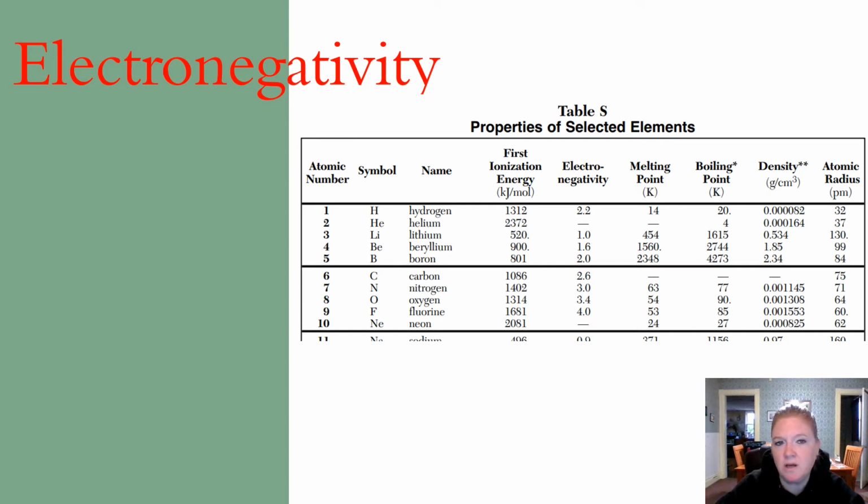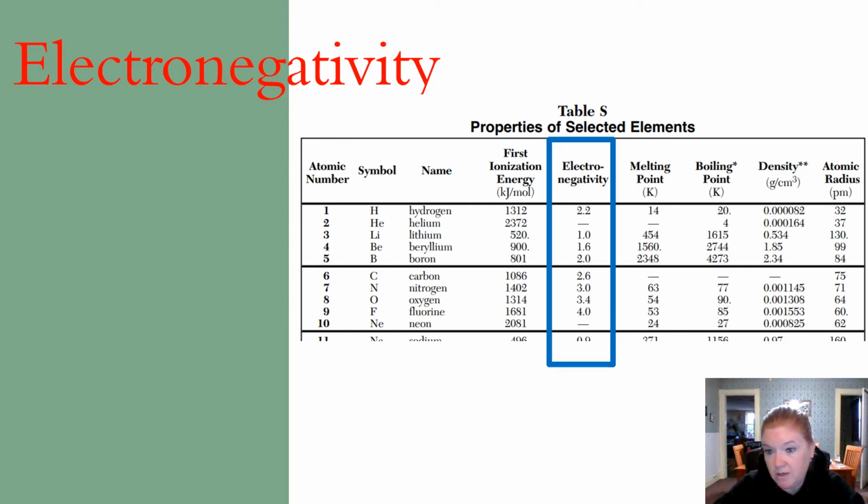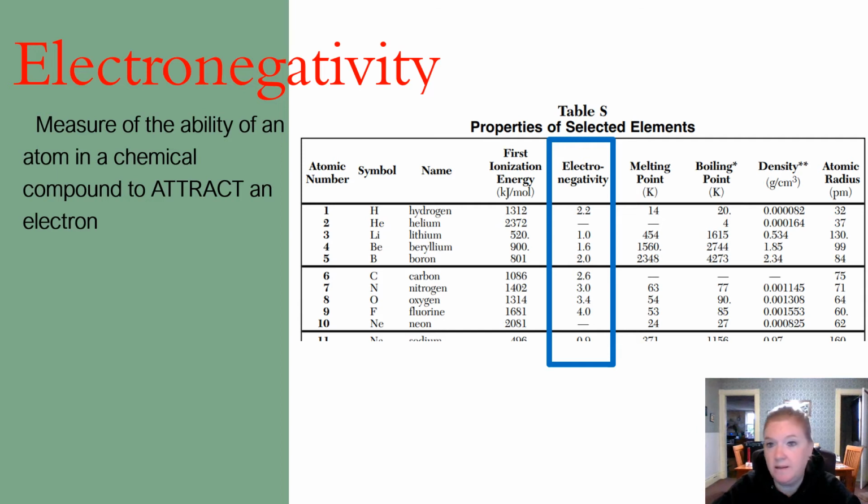All right, so now let's talk electronegativity. So we have another value on table S. Electronegativity is the measure of the ability of an atom, when it's bonded, to attract an electron. So it's kind of like the opposite of ionization energy.